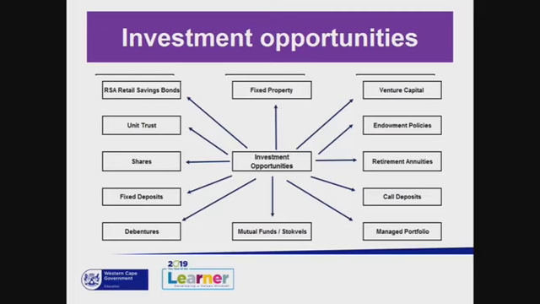Yes, we're going to look at each one of them. Fixed property. It's quite a good investment. Yes, provided you buy in the right location. Because if you buy in the wrong location and some development happens around your property, then the value of your house will decrease, eh? Yes. Or it makes it more difficult to sell. Yes, absolutely.